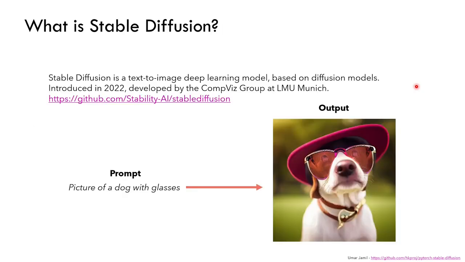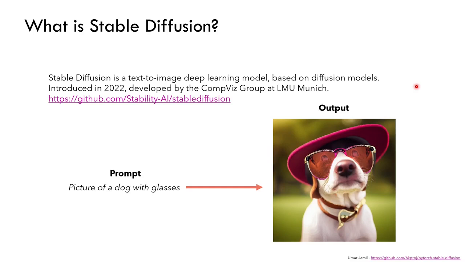So what is Stable Diffusion? Stable Diffusion is a model that was introduced in 2022, so last year, at the end of last year I remember, by the CompVis group at the Ludwig Maximilian University in Munich, Germany. And it's open source. The pre-trained weights can be found on the internet. And it became very famous because people started building projects and products with it, with Stable Diffusion.